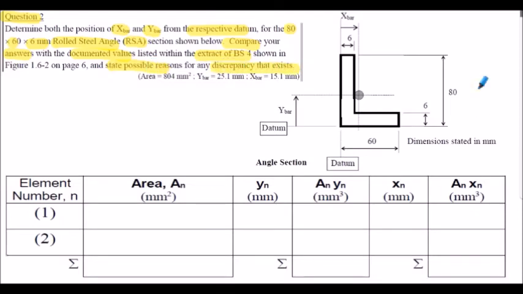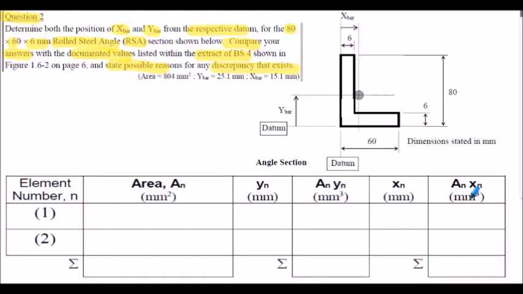So it's a slightly more complicated problem in that we have to work out the X bar as well as the Y bar. So you'll notice the table here has been extended. Our first four columns are the same as in all the previous examples, but this column here with the xn and the a times the xn is evaluating the first area moment about the vertical axis, so we can find the X bar.